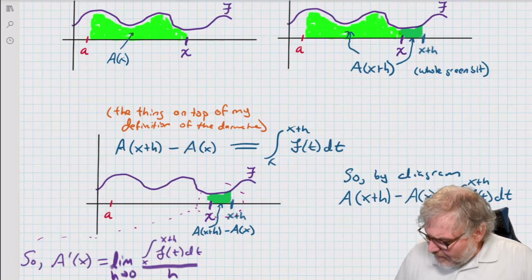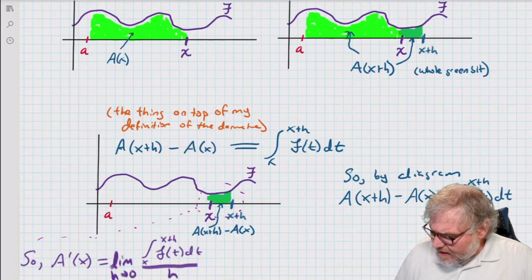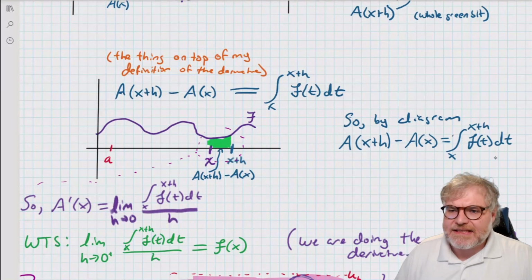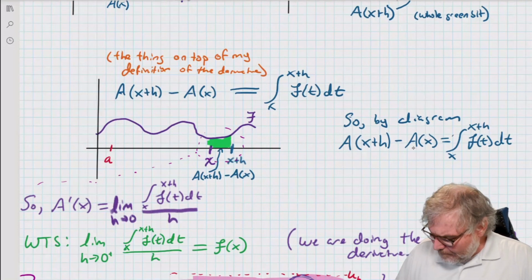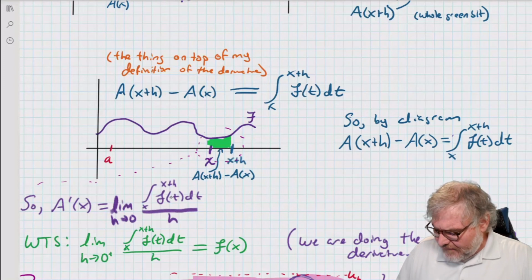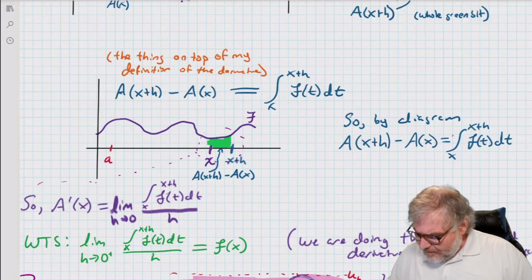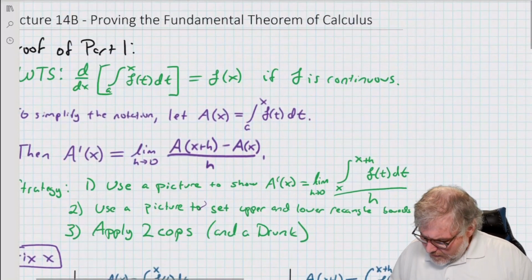So by the diagram, I've got A of x plus h minus A of x equals the integral from x to x plus h of f of t dt. So this is the piece that is actually the top bit. So A prime of x equals the limit as h goes to zero of the integral from x to x plus h of f of t dt, all over h. Okay, so that's the first bit. I'm going to simplify what I'm dealing with. Here's the derivative. I'm going to simplify it to this bit.